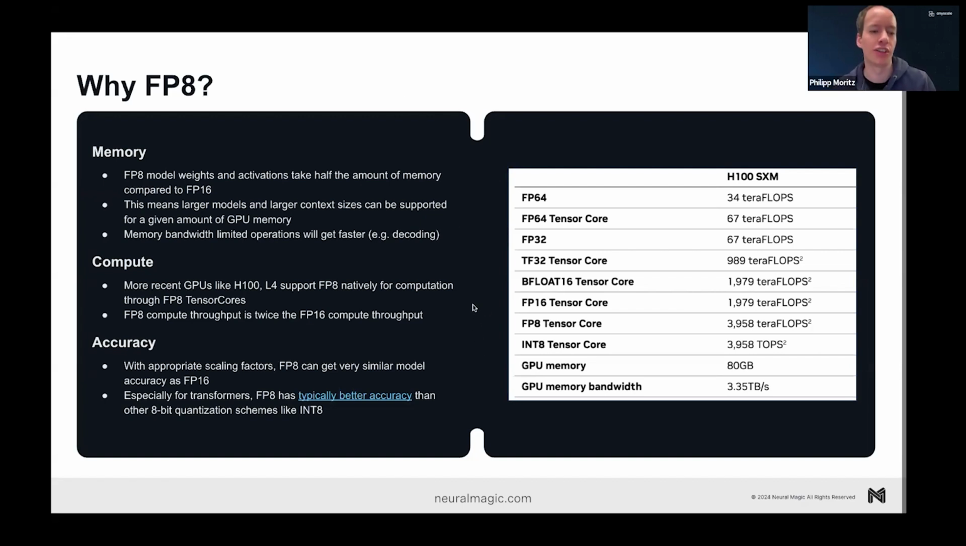And then also in terms of accuracy, it's a great choice. Actually, with appropriate scaling factors, FP8 can get very similar model accuracy as FP16. And especially for transformers, FP8 is a better choice than other 8-bit quantization schemes like Int8. And also going forward, I expect more models to be trained natively in FP8, and then you will get zero degradation in terms of inference performance.